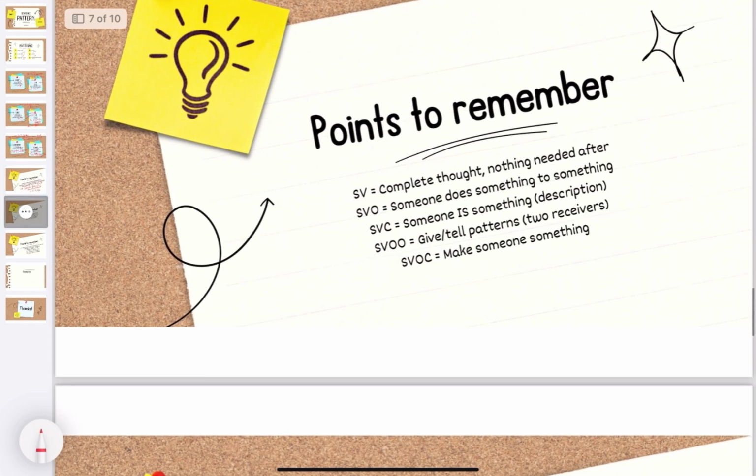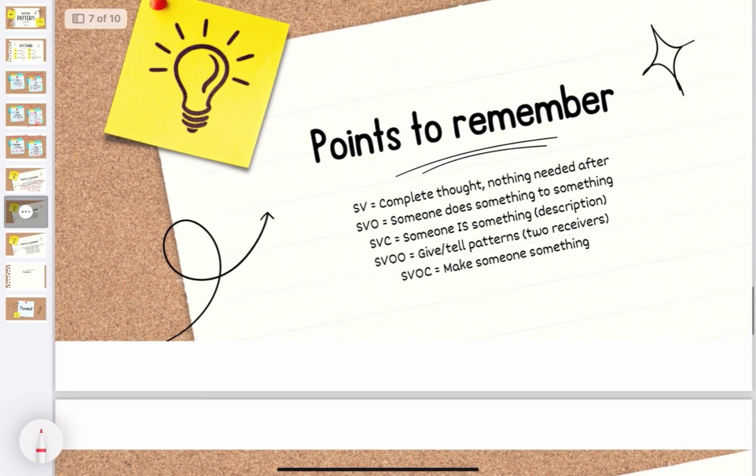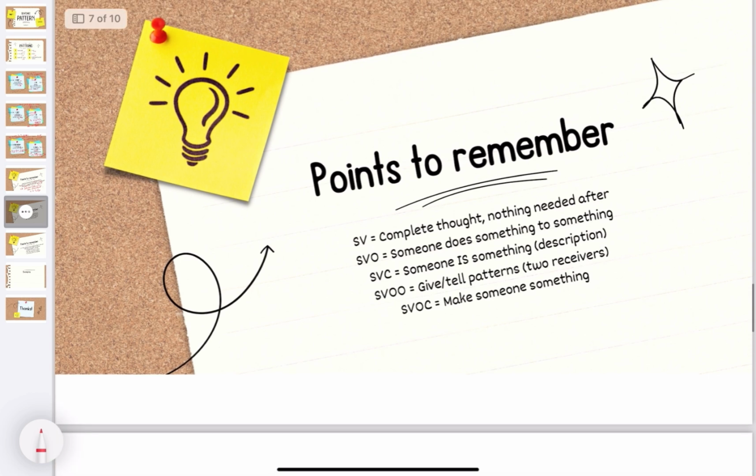Next would be, these are the other points to remember. These are very rough statements that will help you when you are trying to figure out the pattern. So SP gives you a complete thought. Nothing should be needed after that. SP would be like, the child cries, she sings, all that. You don't need anything after that, okay? You can add something extra, but that statement gives you a perfect meaning.